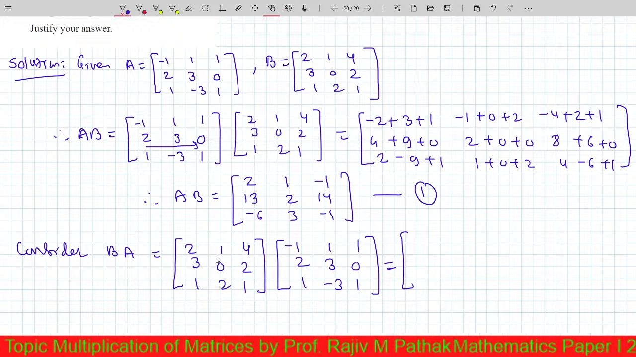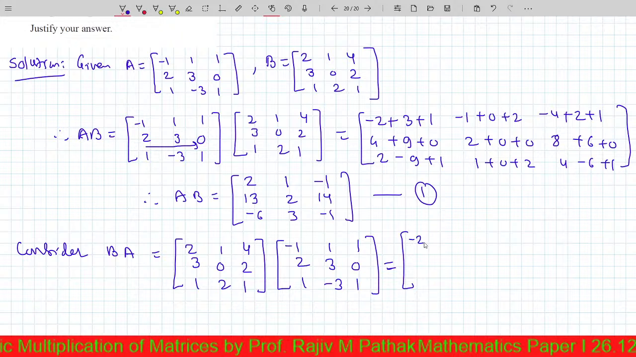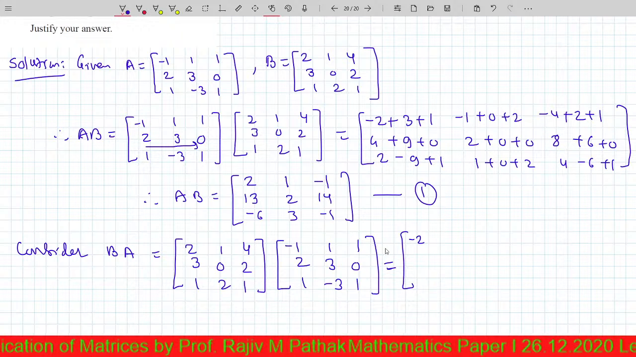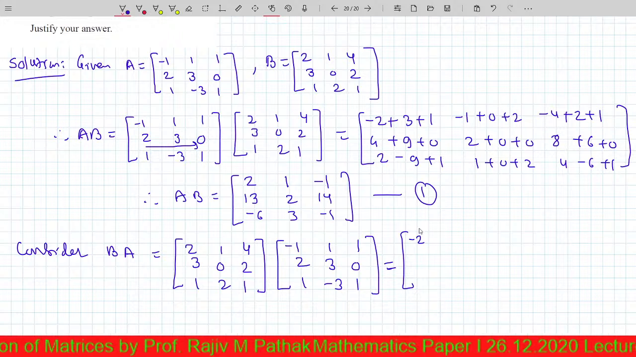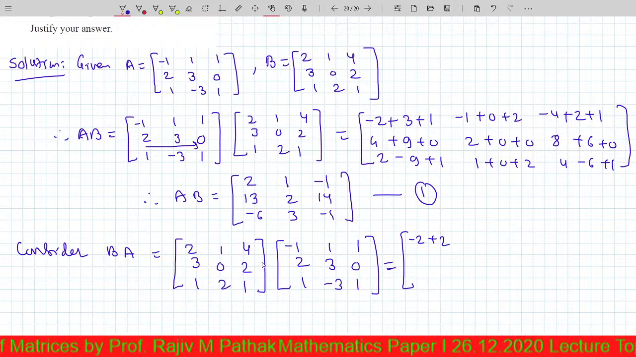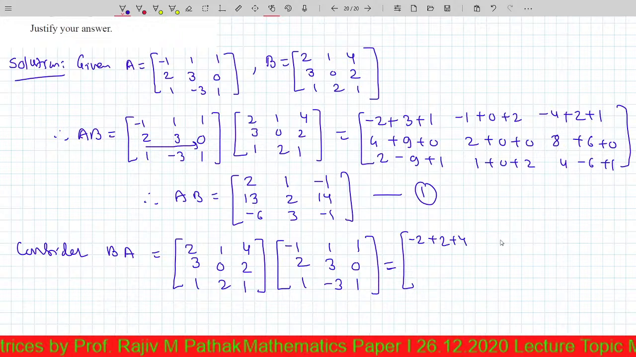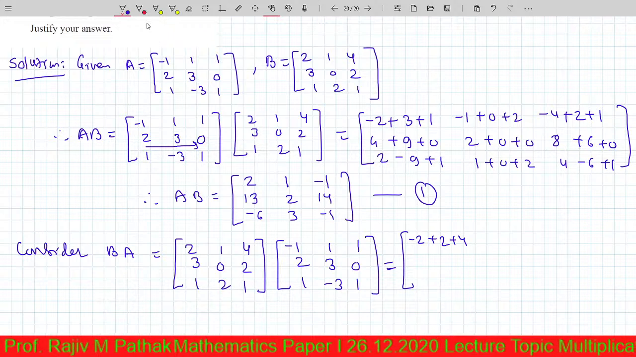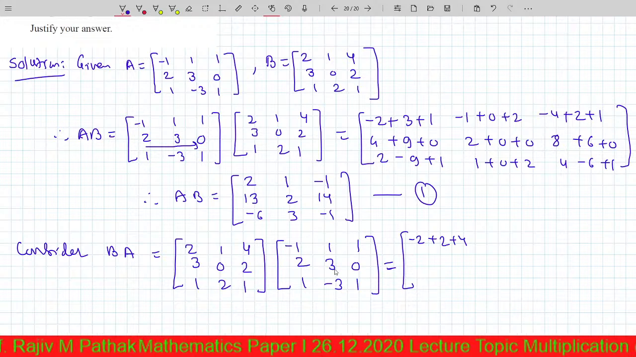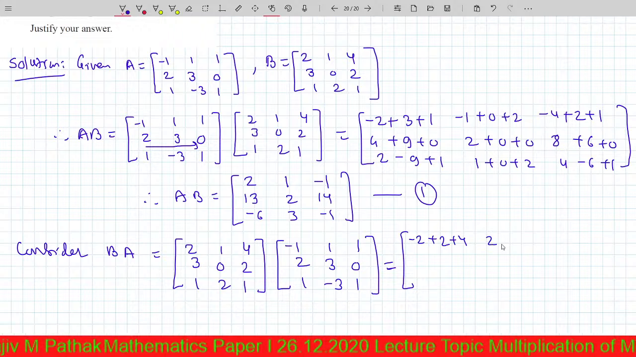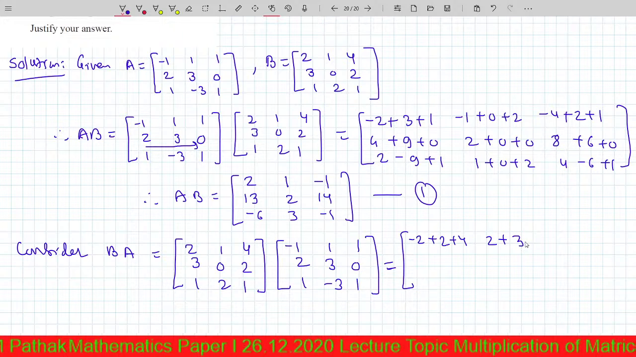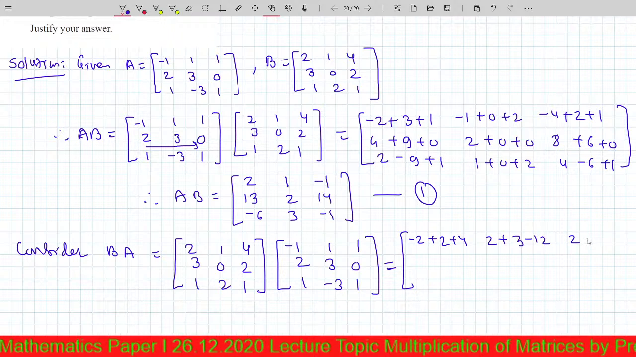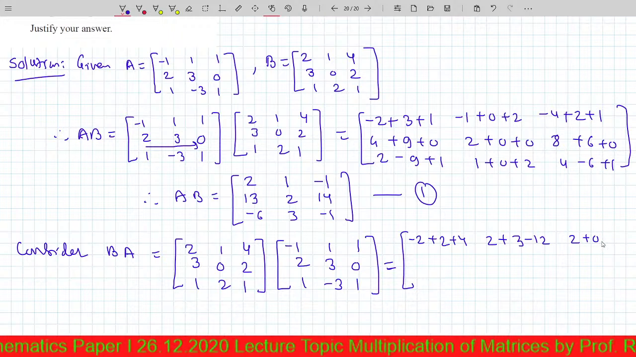First row with first column. 2 into -1 is -2, 1 into 2 is 2, 4 into 1 is 4. Then give space, first row with second column. 2 into 1 is 2, 1 into 3 is 3, 4 into -3 is -12. Then 2 into 1 is 2, 1 into 0 is 0, 4 into 1 is 4.